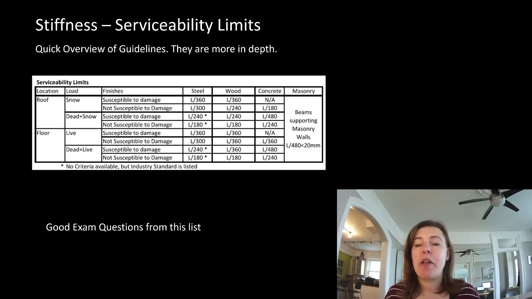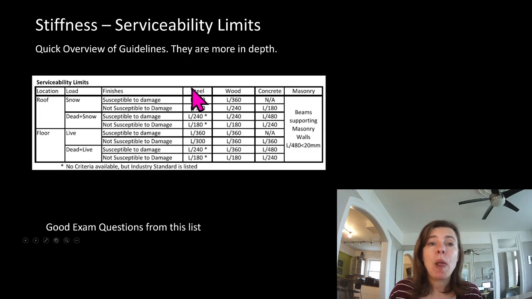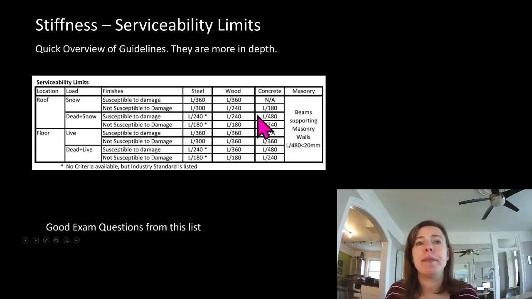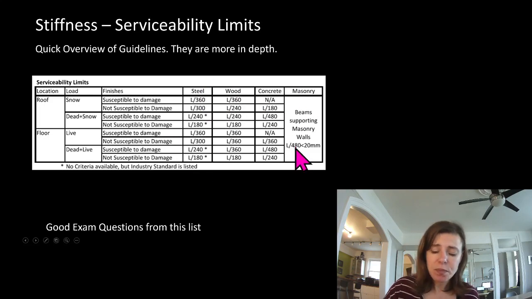So these guidelines say, if you know how long your element is, you're going to divide it by some criteria. And it varies depending on if it is a roof or a floor member, if there's snow or snow plus dead, or live or dead plus live. And then whether they are susceptible to damages or not susceptible to damages, your finishes. So drywall, susceptible to damages. Glass windows, susceptible to damage. And then we look at, is it steel, wood, concrete, or masonry?